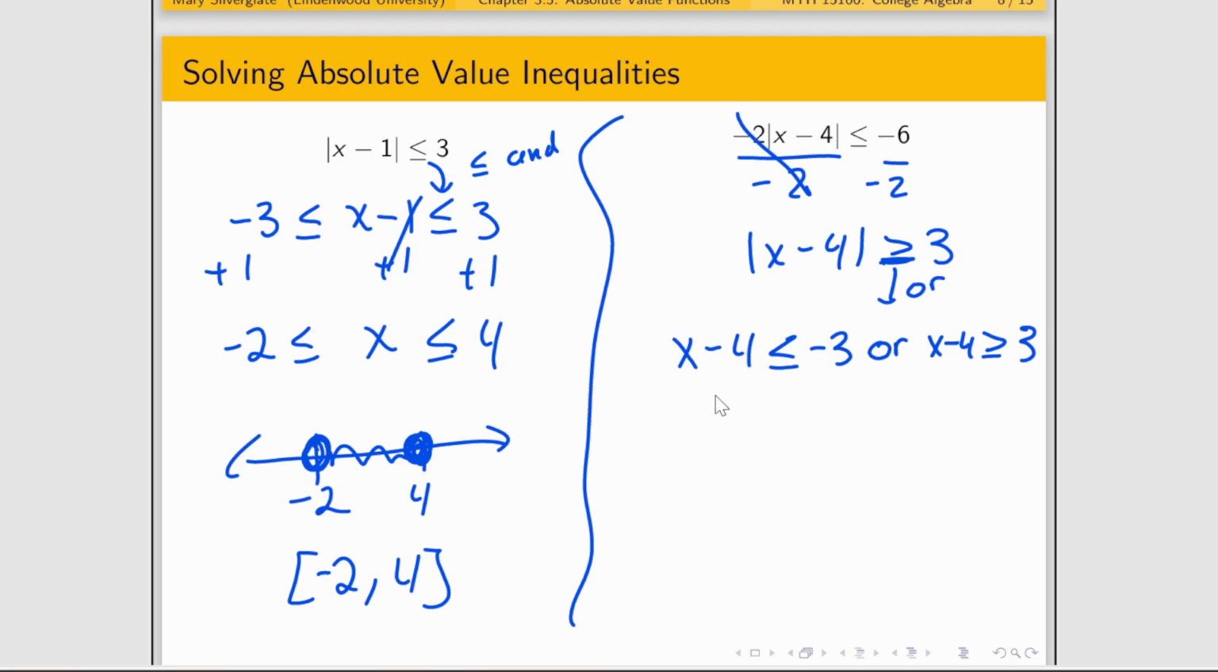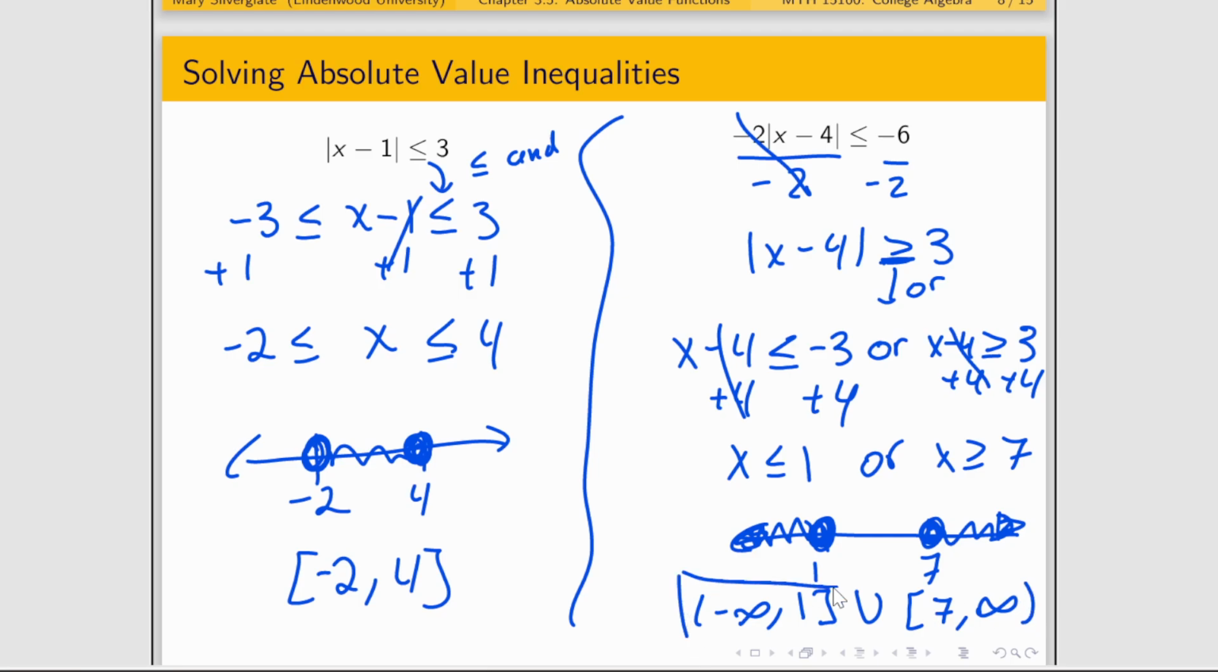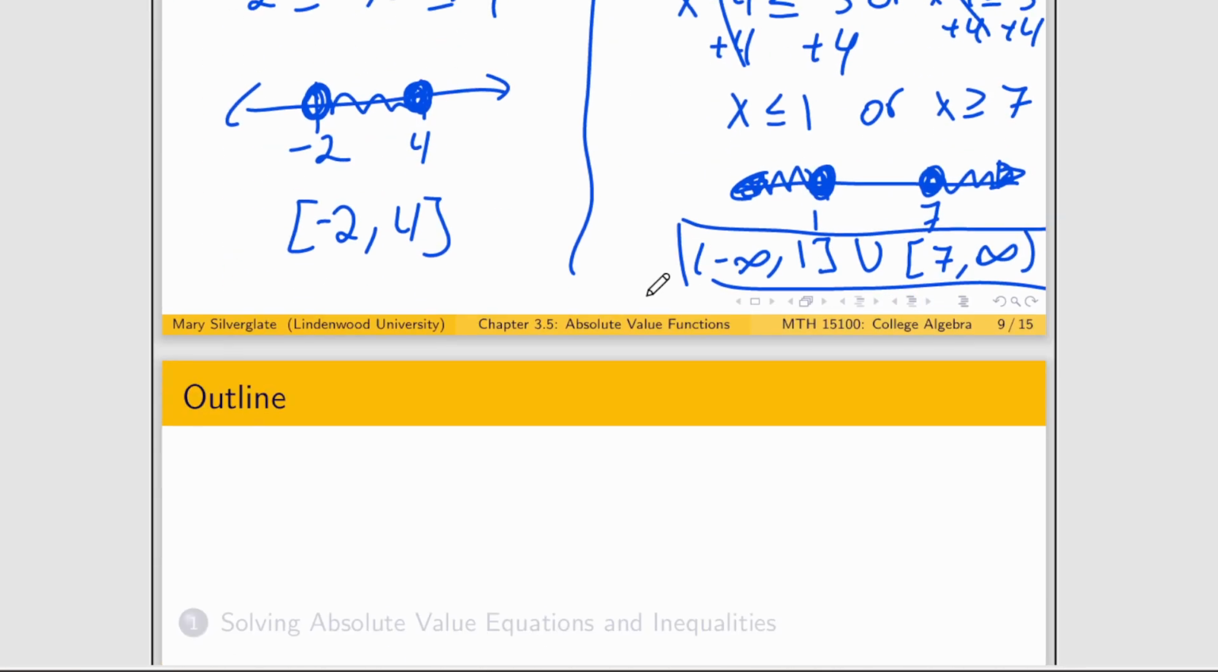So how do I undo subtracting 4? I add 4 to both sides. -4 plus 4 gets me 0. -3 plus 4 gives me 1. Or do the same thing here, add 4 to both sides. X is greater than or equal to 7. So in terms of our number line, we have that including the 1, x can be smaller than, or including the 7, x can be bigger than. So to translate that to interval notation, we go from -infinity to 1, bracket on the 1 because we include him, union from 7 to +infinity, bracket on the 7 because we include him. Philosophically, we always do a parenthesis on -infinity and +infinity.